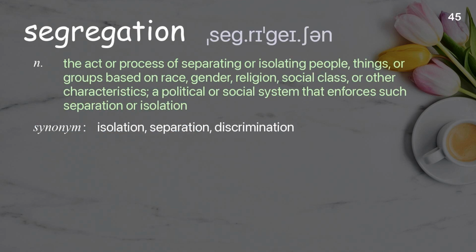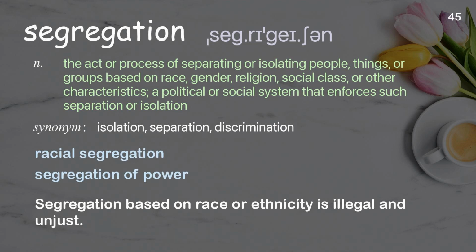Segregation: The act or process of separating or isolating people, things, or groups based on race, gender, religion, social class, or other characteristics, a political or social system that enforces such separation or isolation. Examples: Racial segregation. Segregation of power. Segregation based on race or ethnicity is illegal and unjust.